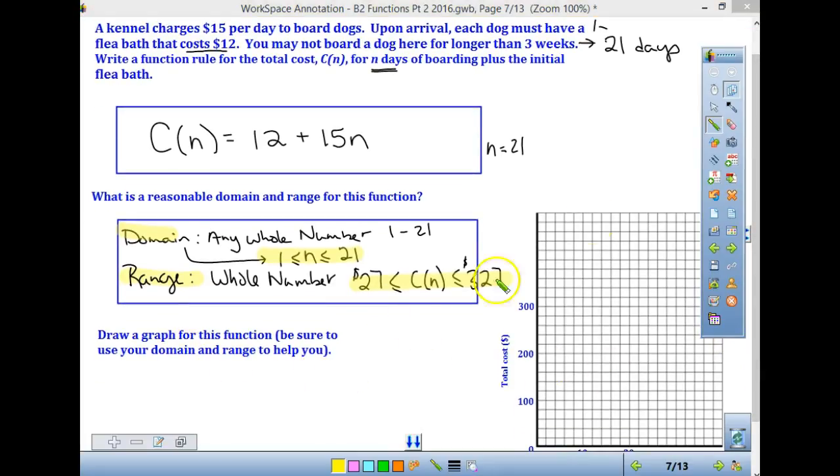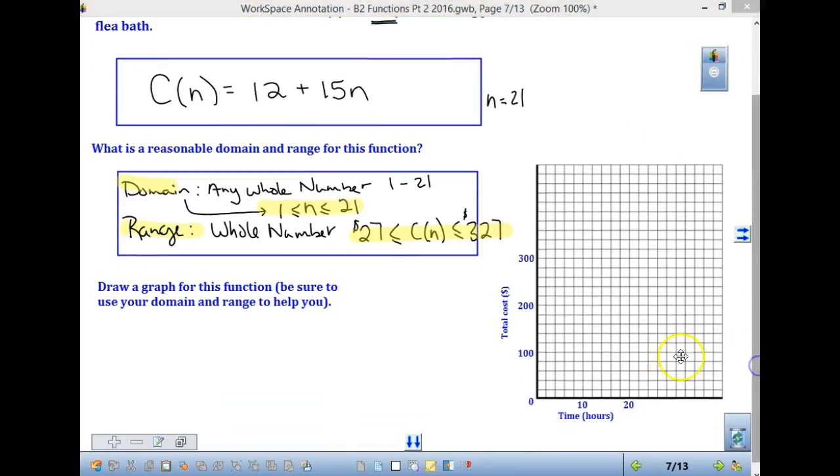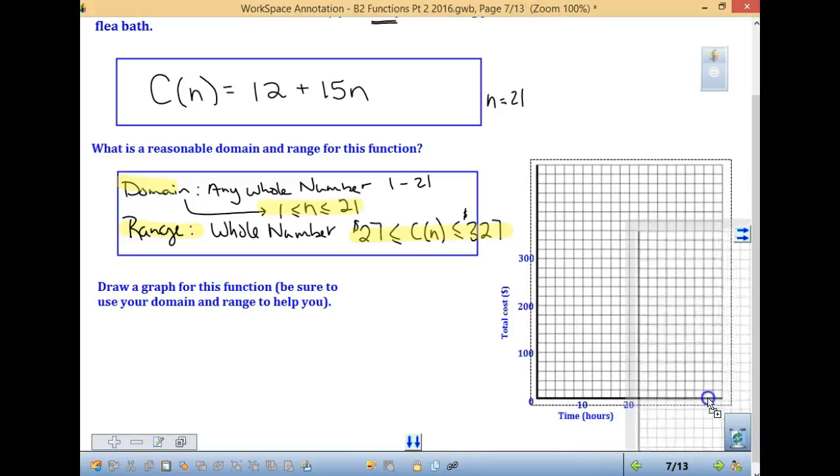All right, so it says draw a graph of this. Now again, when you look at this graph, I'm going to have you just copy this. And I want you to think of, it says our time here, and if we are looking at this, for our cost of dogs, this should be not in hours, but this should be days. Here's what we have for a graph.